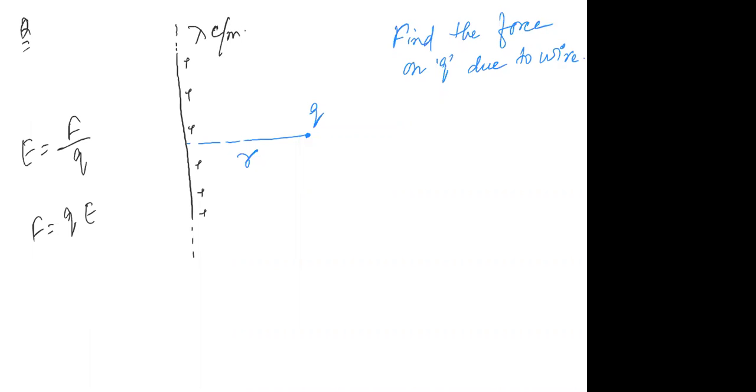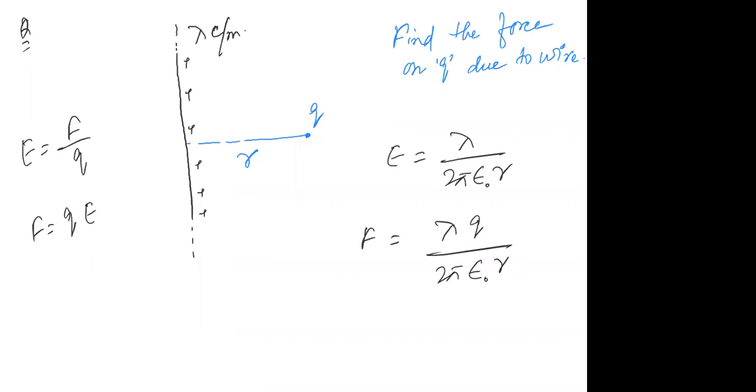So we know that due to a charged wire, the electric field at this point should be equal to lambda upon 2 pi epsilon naught multiplied by r. So what will be the force? Simply the product of the two. So lambda q divided by 2 pi epsilon naught r. This is just the result of the force that will be experienced by the charge q placed at a distance of r from this infinitely long wire.